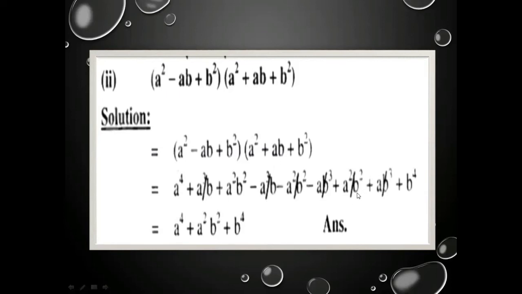Then we see a cube b with minus and a cube b with plus; they will be cancelled. And at the end we write b4. No other b4 is there, so our answer is a4 plus 2 a square b square plus b4.